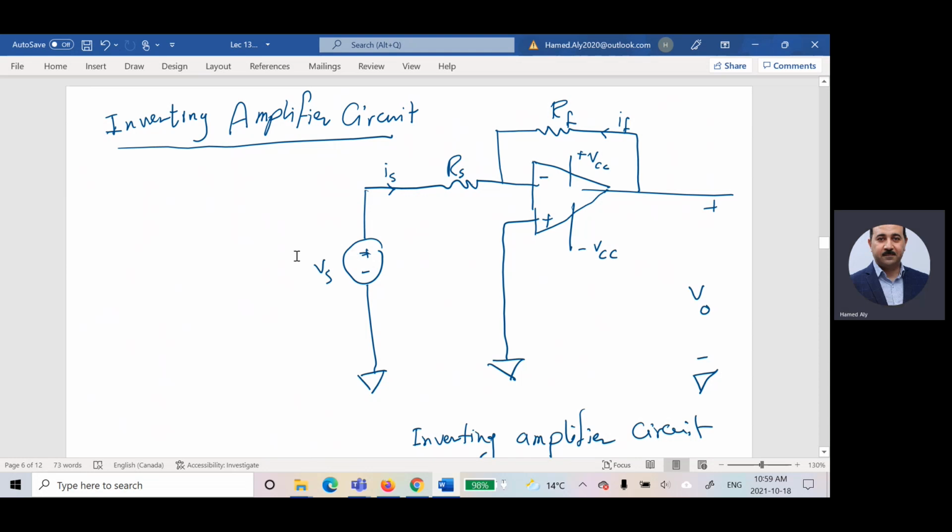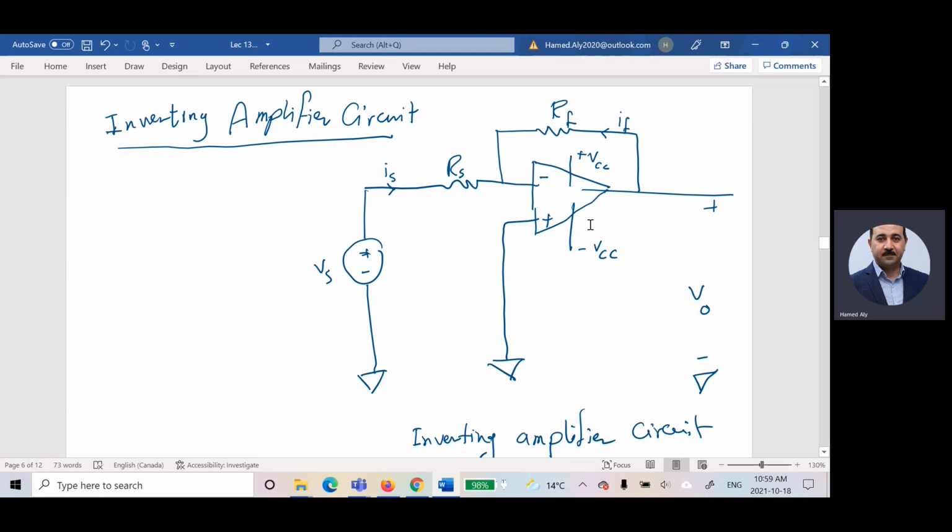Again, I am expecting the output will be equal to negative constant multiplied by Vs. That constant, we are calling it gain. So right now, I'm going to derive the relation between the output voltage and the input voltage. The input voltage is Vs and the output voltage is Vout. Imagine we have that operational amplifier.